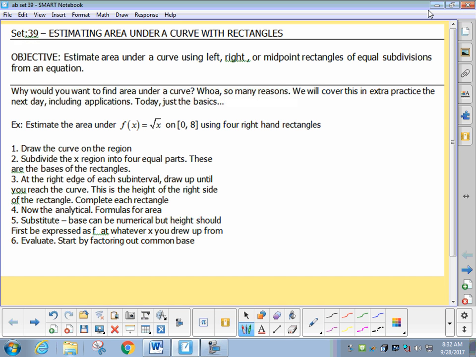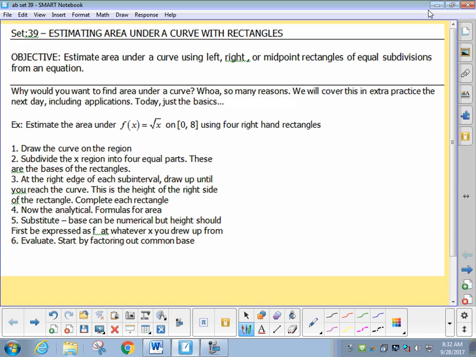So if we get area under the curve, there's lots of different kinds of iterations of this, or little types of problems, variations in the problem. I'm covering left and right-handed midpoint rectangles, equal subdivisions, equation, and table. Okay? So that seems like a lot, but it's actually pretty straightforward.